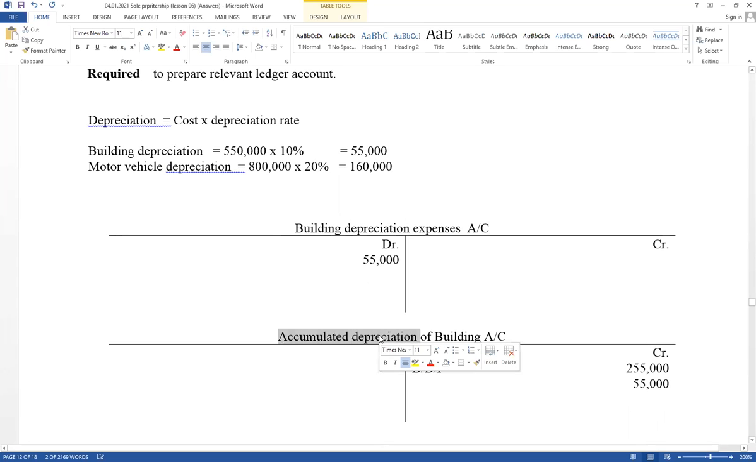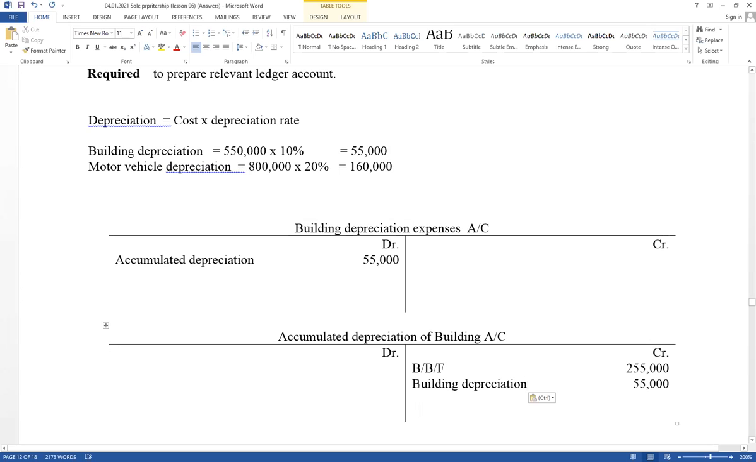Name of other ledger accounts. Description should be written. Name of other ledger accounts. And accumulated depreciation account credit as a building depreciation. As a building depreciation. Expense account debit, accumulated depreciation account credit. This is the way you have to record.